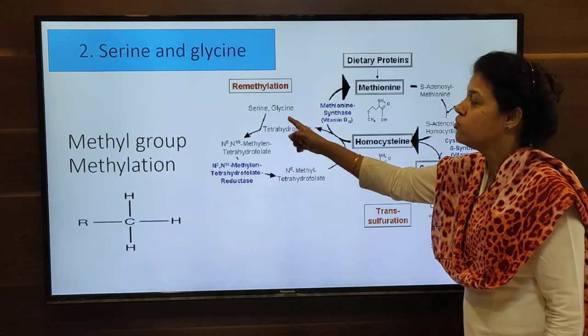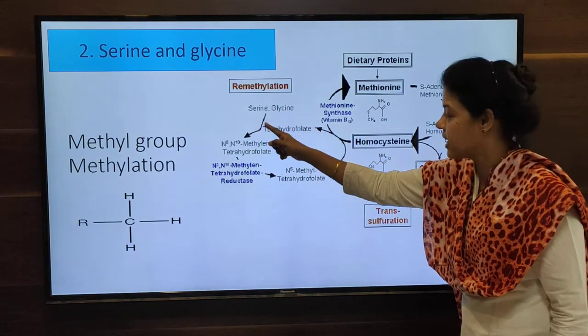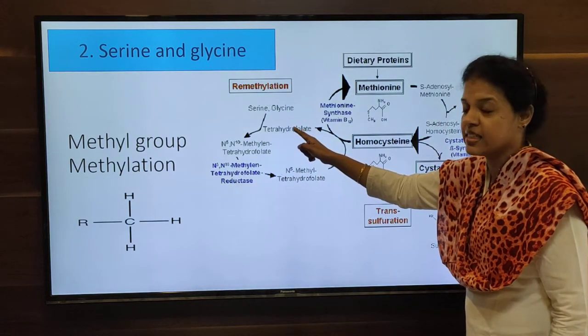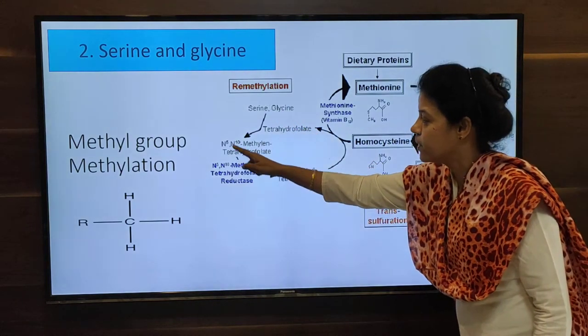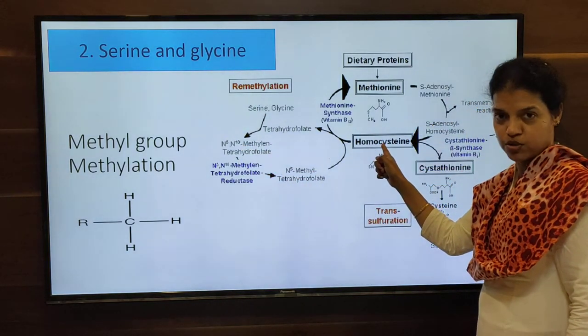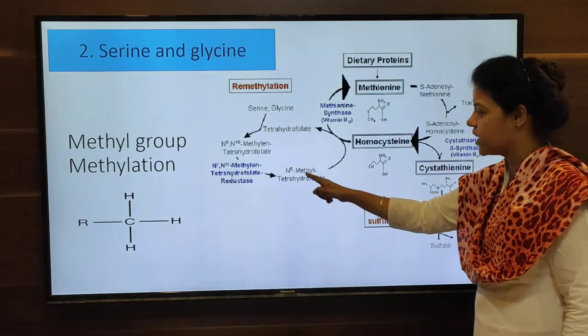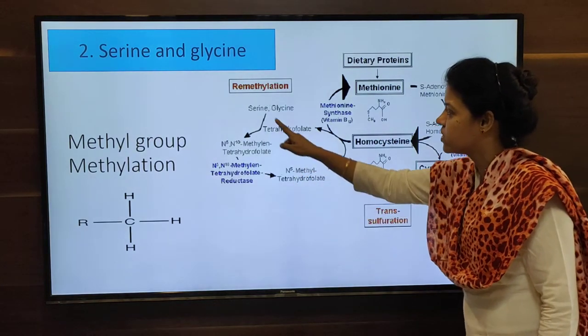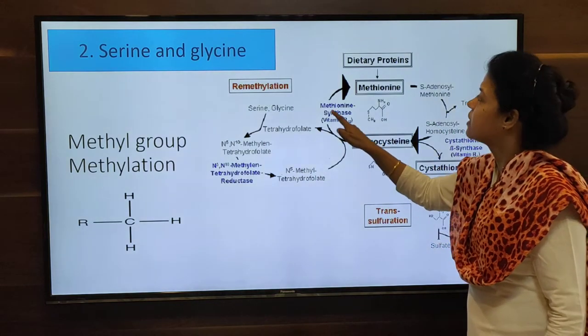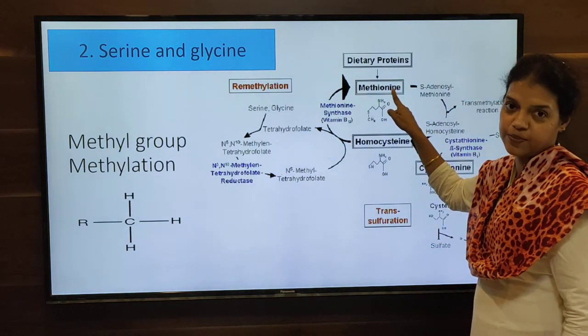So you need to have your serine and glycine cycle going on in order to get up to this point for tetrahydrofolate to be resynthesized, because the one carbon which was donated by serine is given to homocysteine. It is methyl tetrahydrofolate, the methyl group which was derived from serine, that is given to homocysteine, and homocysteine in the process gets converted to methionine.